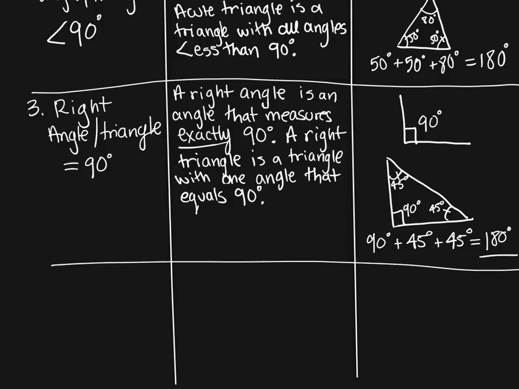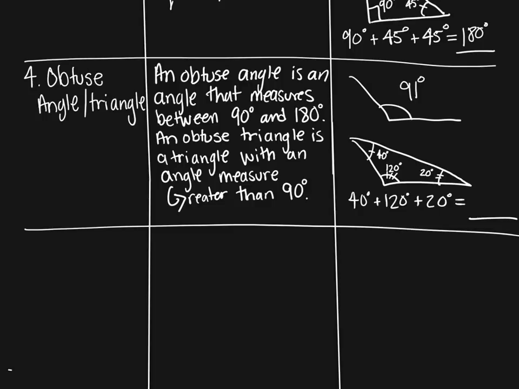Okay, term 4. An obtuse angle or triangle is an angle that measures between 90 degrees and 180. Really, it's an angle that's greater than 90. So let me write that over here. Greater than 90 degrees. So it's an angle that's bigger than 90 degrees. An obtuse triangle is a triangle with an angle measure greater than 90 degrees. So remember, pay attention to the way I write greater. I write it with my inequality so that I remember what direction my inequality goes.